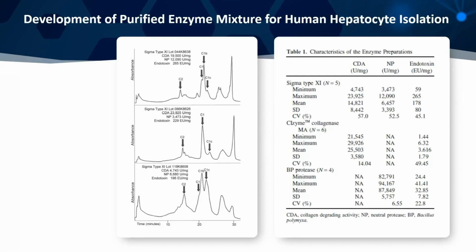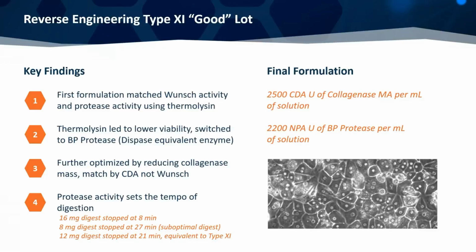We made the purified mixture with collagenase MA, which you can see has a very tight CV because it's a purified enzyme, and the same goes for BP protease, which is used for this application and has a very tight lot-to-lot CV. So what do we learn from reverse engineering the type 11 good lot?